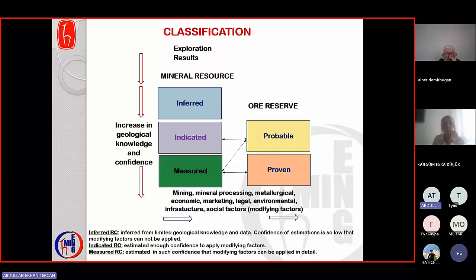Ore reserve is classified into two categories, probable and proven reserve. Mineral resources are converted into ore reserve by applying modifying factors. However, inferred resource category cannot be converted into ore reserve because confidence in inferred estimations is so low that modifying factors cannot be applied.